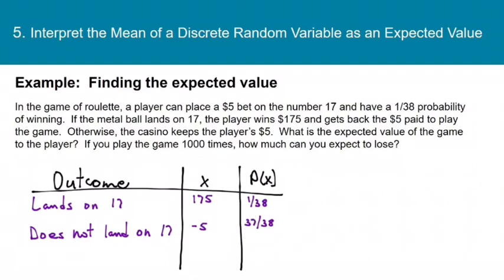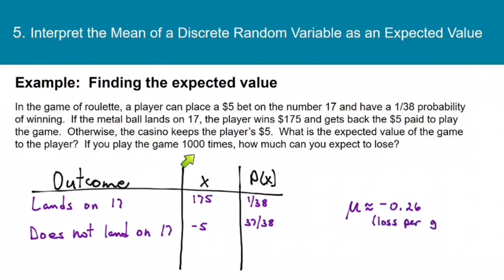Let the calculator take care of that, and that way you're not doing any rounding. So if we did put these in the calculator and find the mean of the probability distribution, we would see that mu is approximately -0.26, and that means that a player can expect to lose on average 26 cents per game.